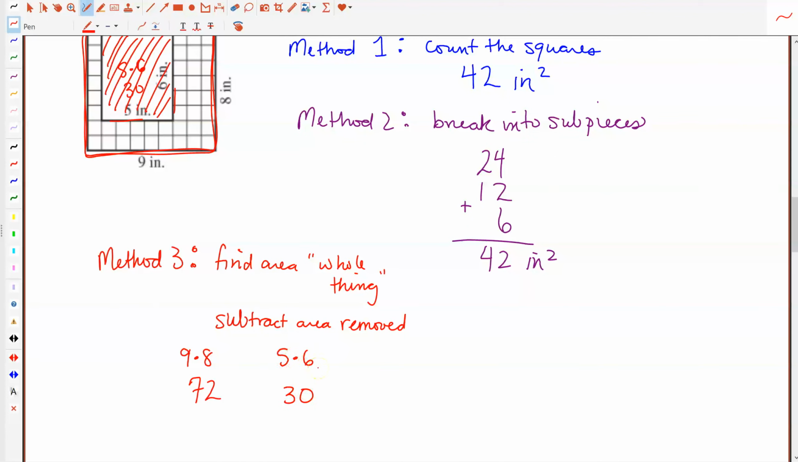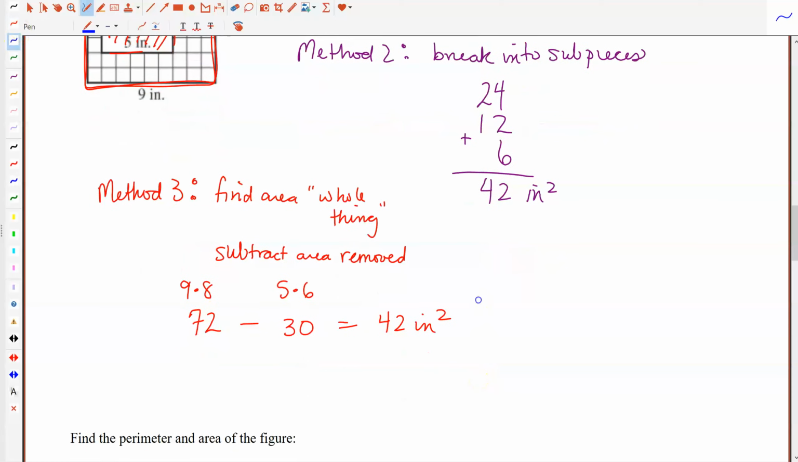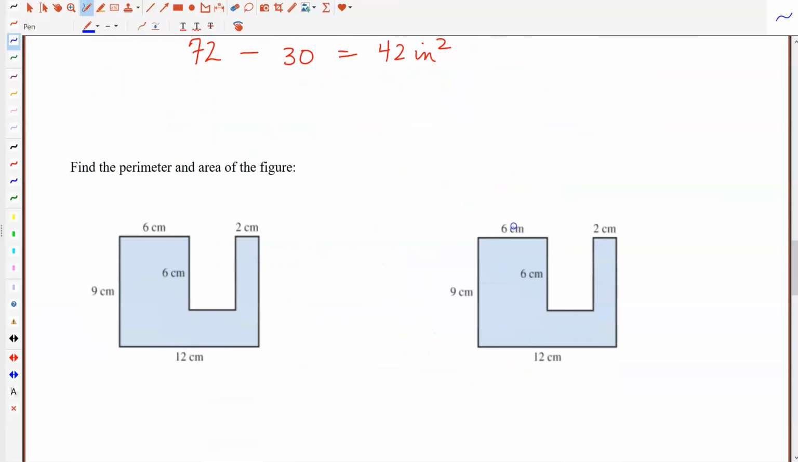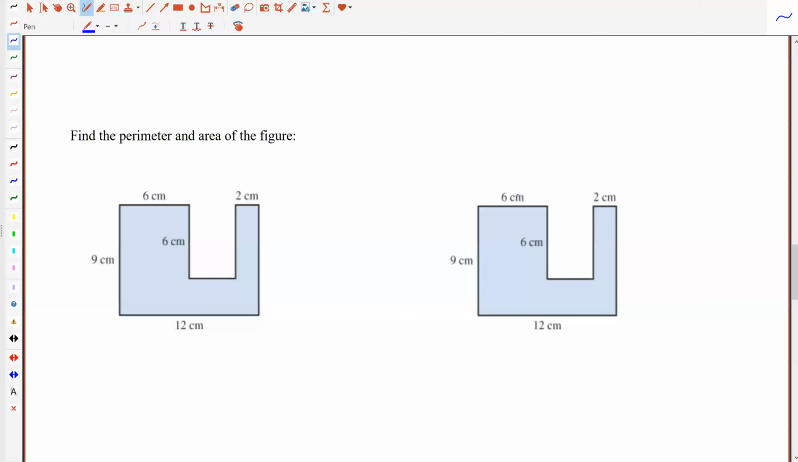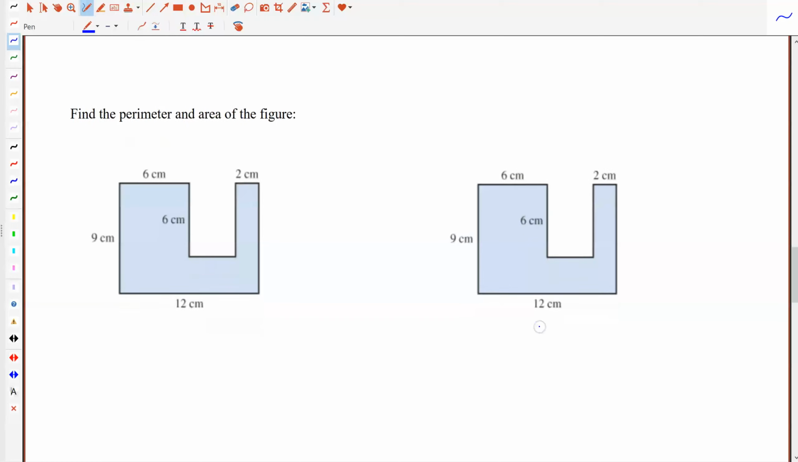So if I started with 72 square inches and I removed 30 square inches, then I'll be left with 42 square inches. So just a different way of thinking about the figure. Let's move into one where we can't necessarily see the squares and we have to think about it from another point of view. So very similar to what we were just looking at.